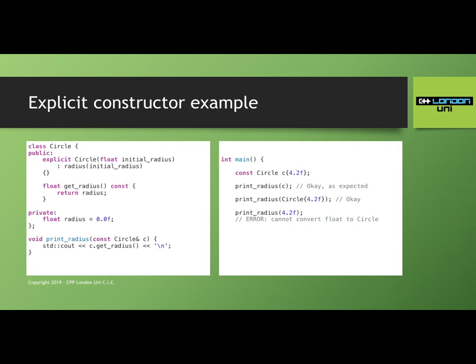So this is good now, this is better. Because calling print radius, like what is the radius of a float? It doesn't really make any sense. And of course, since we can't do it with a float, we can't do it with an int either. So this is good.